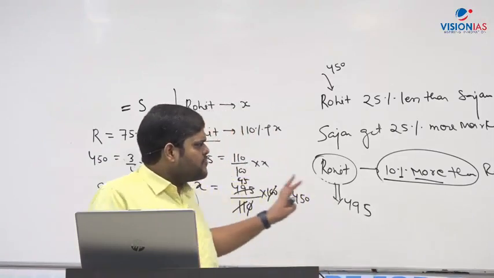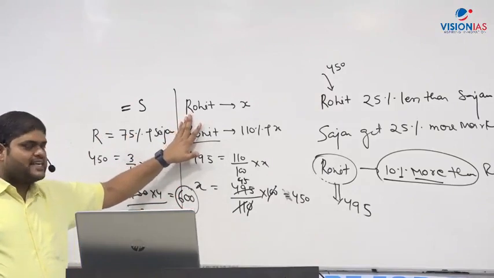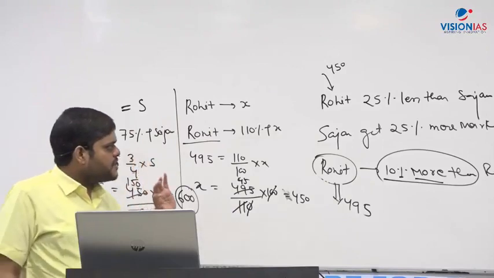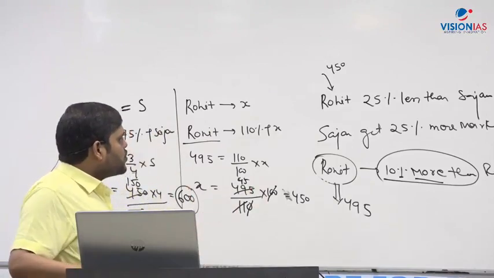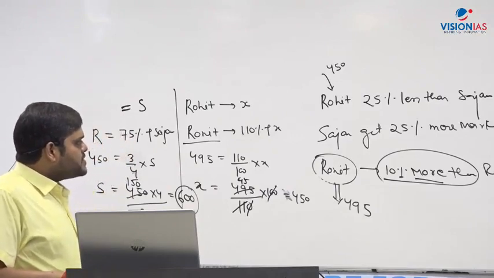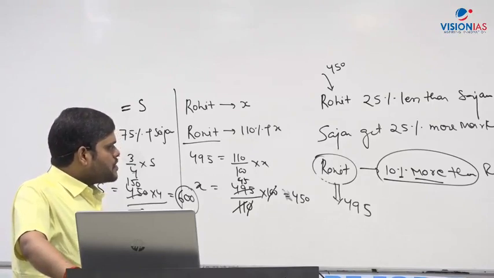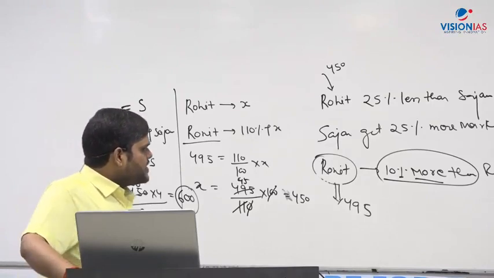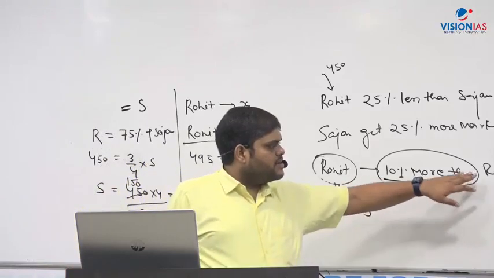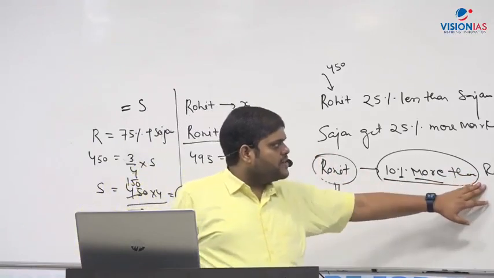So this is one way of finding the answer, but can we have a better way? Let me think once. Rohit is 25% less than Sajan. Sajan gets 25% more marks than Sanam. Then Ronit's marks are 10% more than Rohit's. So we can find out Rohit's marks.